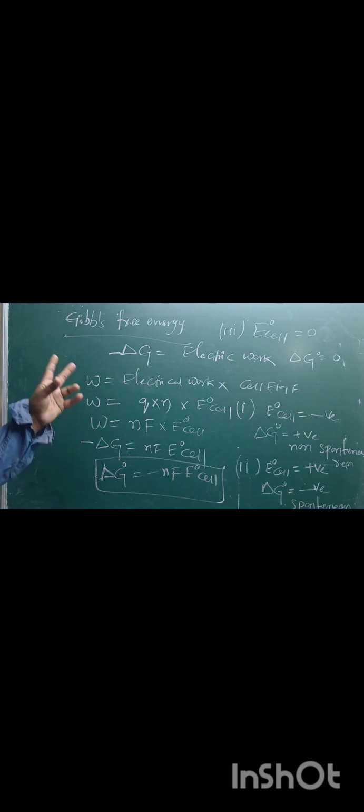What is the relationship between Gibbs free energy change and the equilibrium constant? That is delta G naught is equal to minus nF standard EMF of the cell. Already you know this one. Now, what is the formula of the standard EMF of the cell? Standard EMF of the cell is equal to 2.303 RT by nF log Kc.